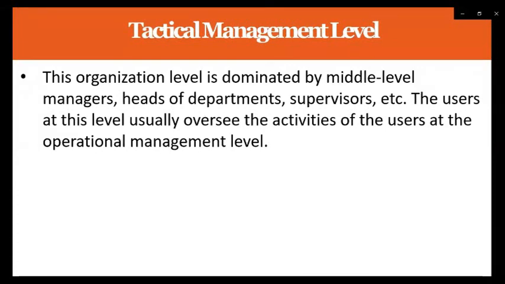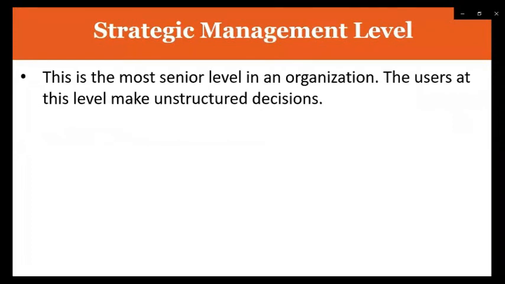Okay, the next one is the strategic management level. This is the most senior level in an organization. The users at this level make unstructured decisions. Senior level managers are concerned with the long-term planning of the organization. They use information from tactical managers and external data to guide them when making the unstructured decisions. So that is the strategic management level.